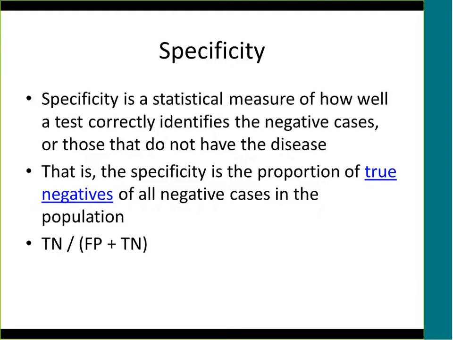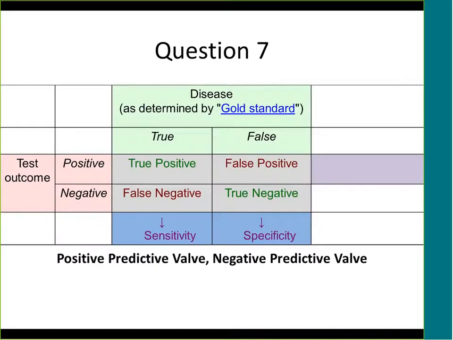And it's calculated by dividing your true negatives by your false positives plus the true negatives. So now we're going to calculate a couple of other statistics, and these are going to be the predictive values, positive and negative predictive values. So if we look at the box that's shaded in the purple color, the question will be, is this going to be our true positives or our true negatives? And this is going to be calculated by dividing the true positives by the true positives plus the false negatives.